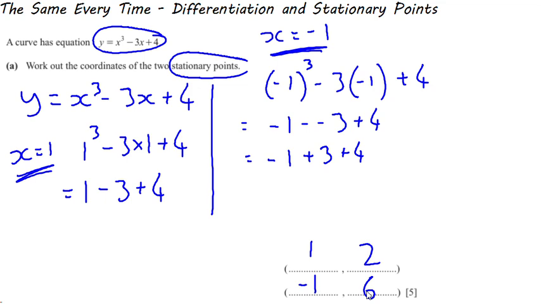So there we are. We have our two sets of coordinates for our two stationary points: 1, 2, and negative 1, 6.